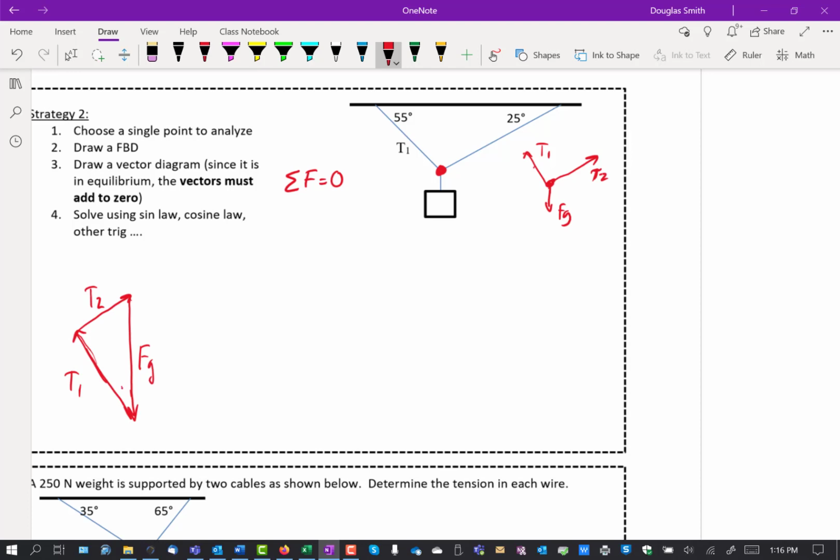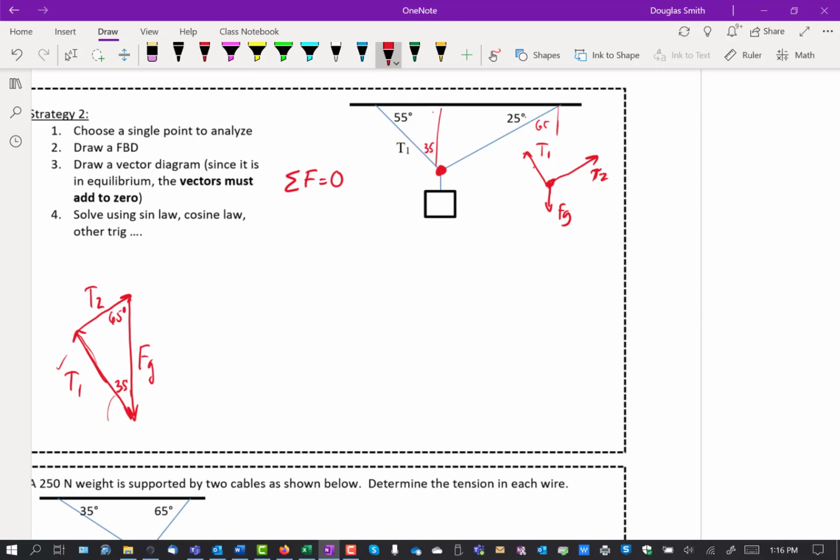This angle we know, well, this is 55, so that's 35 there. 35 plus 55 plus 90 is 180. So this is a 35 degree angle. And let's see, what about this one? If that's 25, this must be 65. So there's 65 degrees. And I know T1, but I don't know FG or T2.